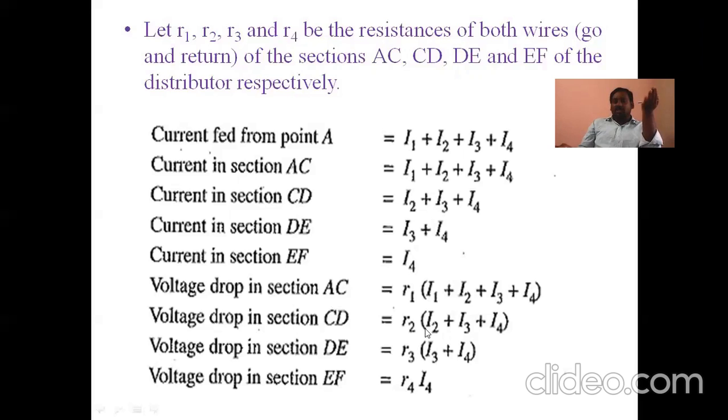Voltage drop in section CD is R2 times that section's current, that is, that section's resistance into current. Voltage drop in section DE is that section's resistance into current. Voltage drop in section EF is that section's resistance into current.